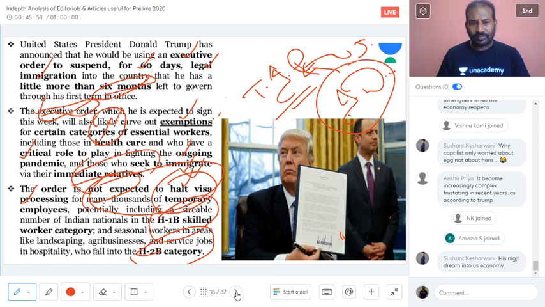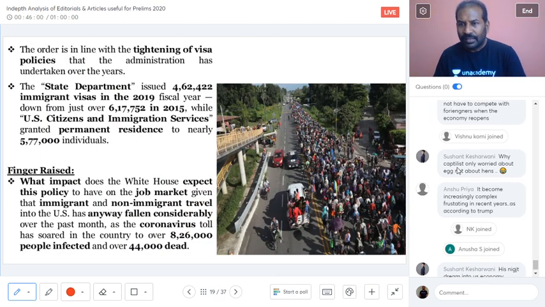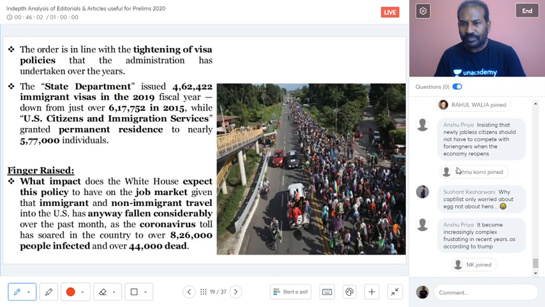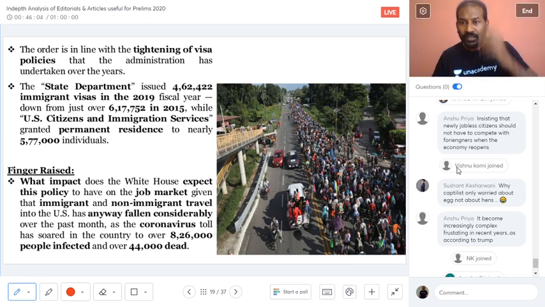Fine. And before I go to the next one, I would just read: insisting that newly jobless citizens should not have to compete with the foreigners when the economy reopens. Okay, fine.